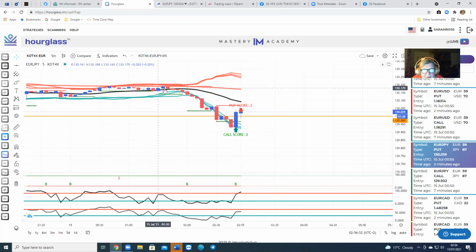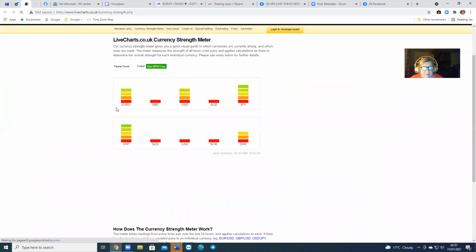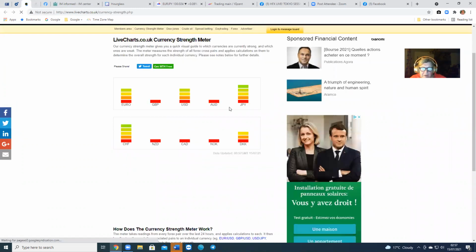You can see it's still in a strong downward trend. The euro has strengthened though. Be mindful of that.